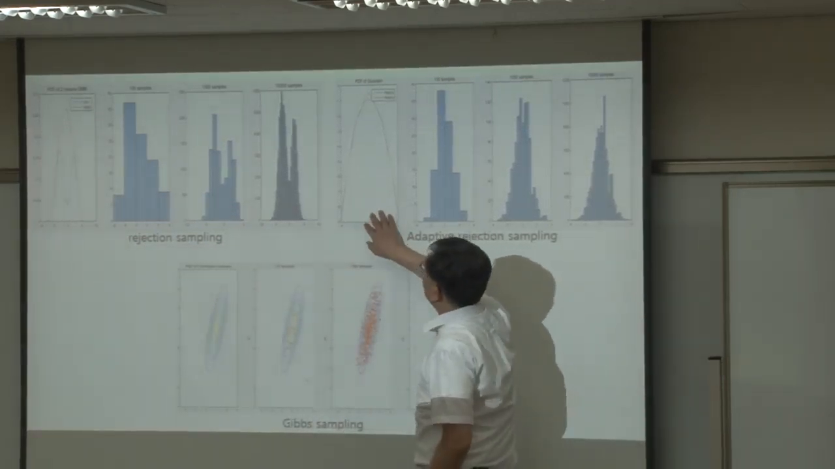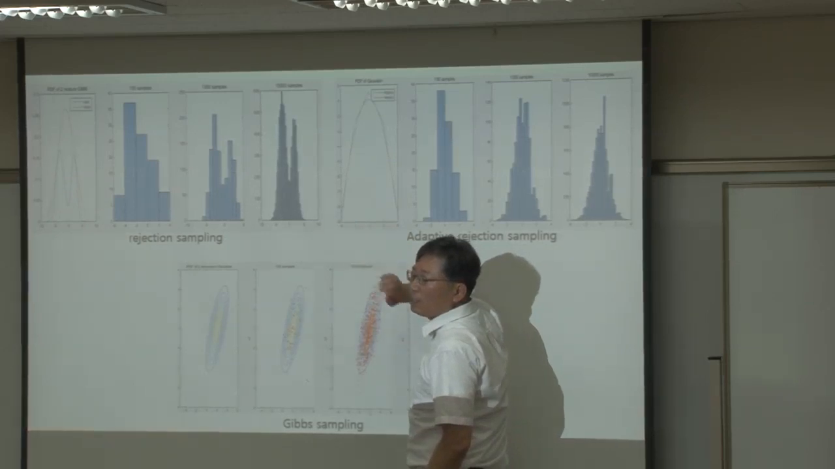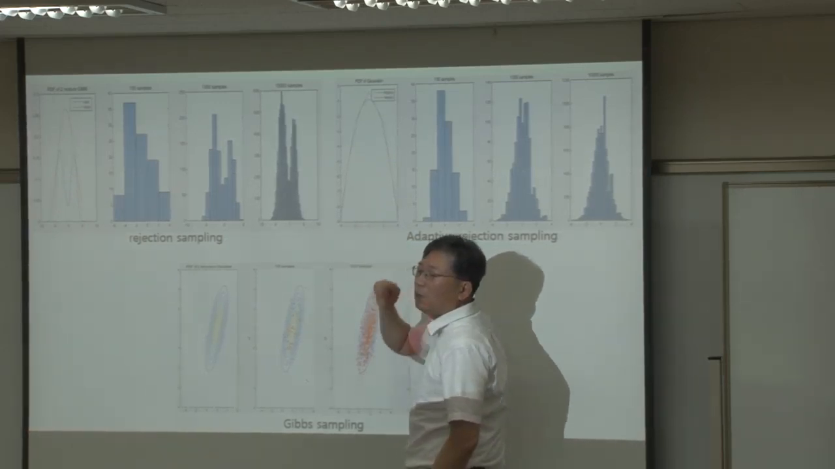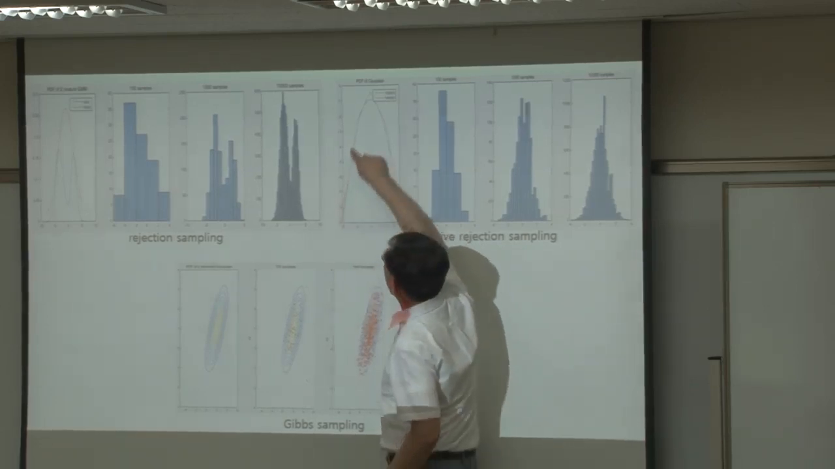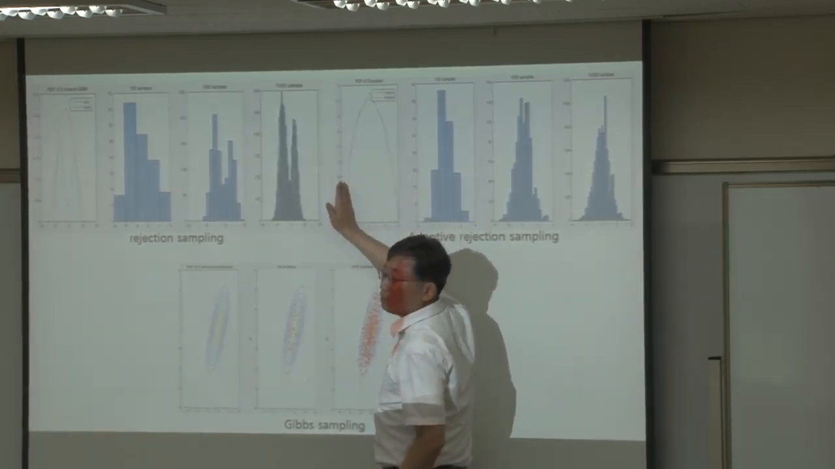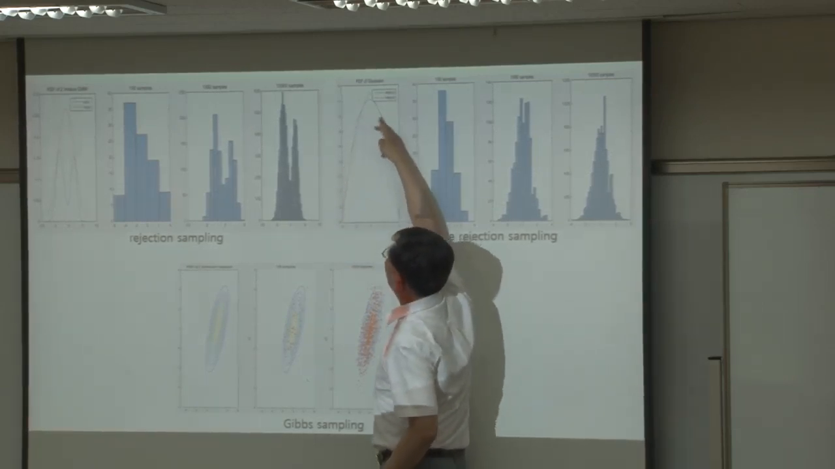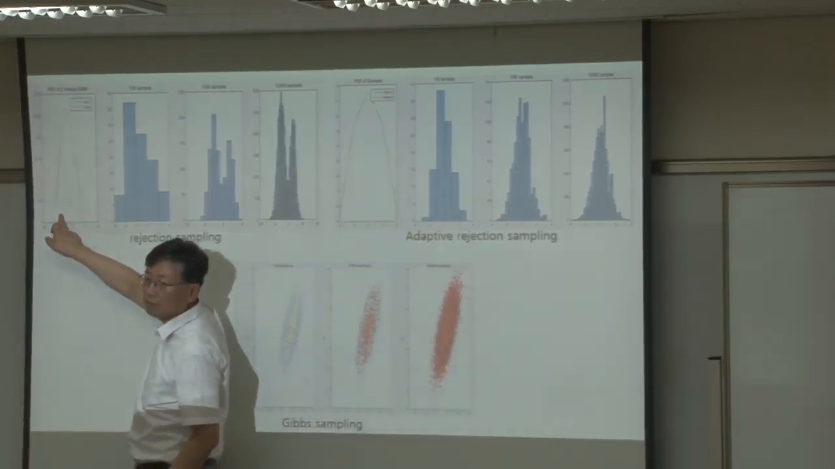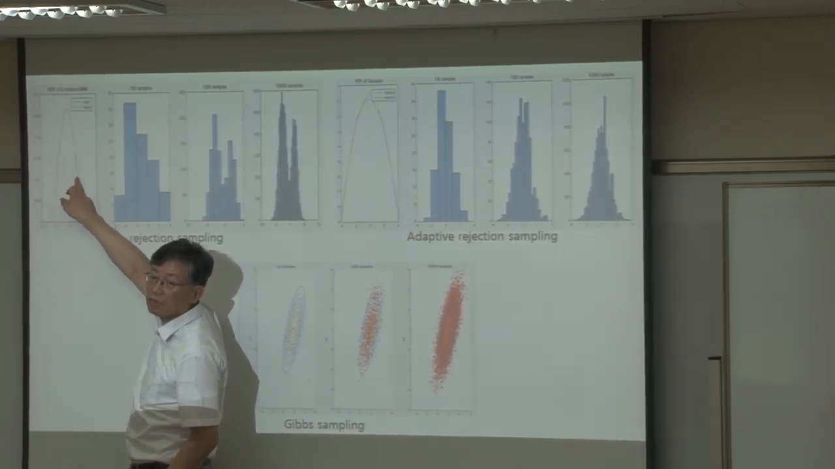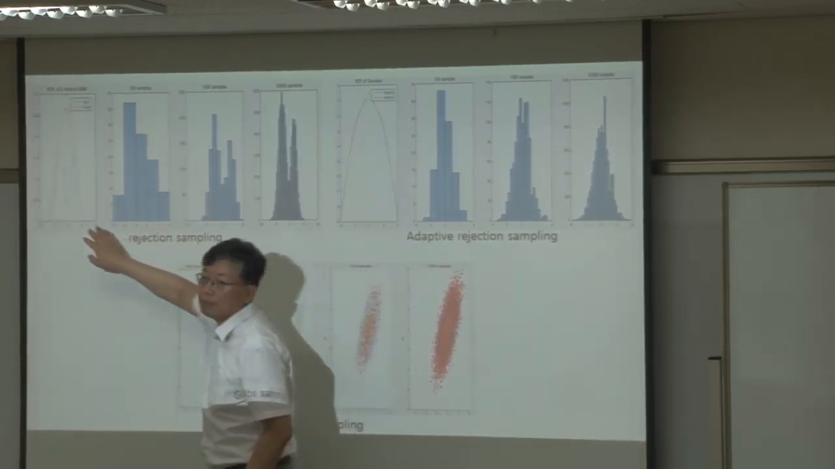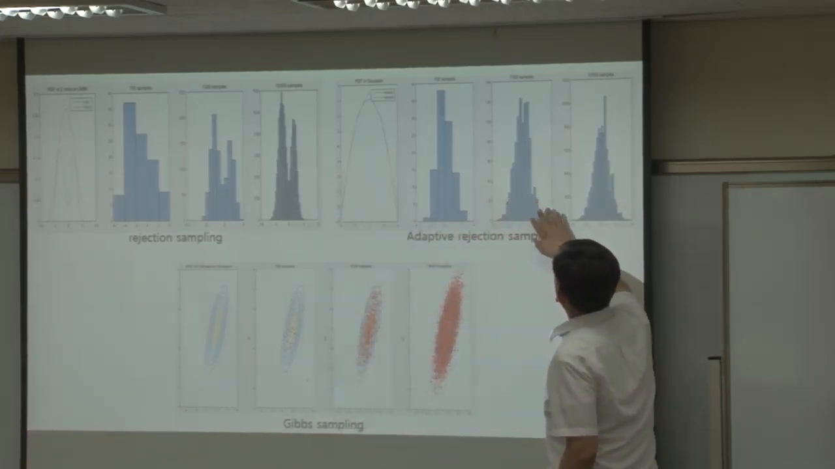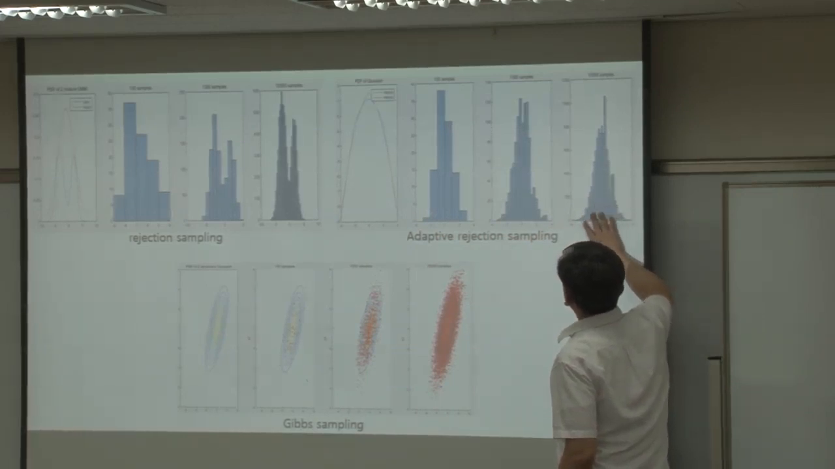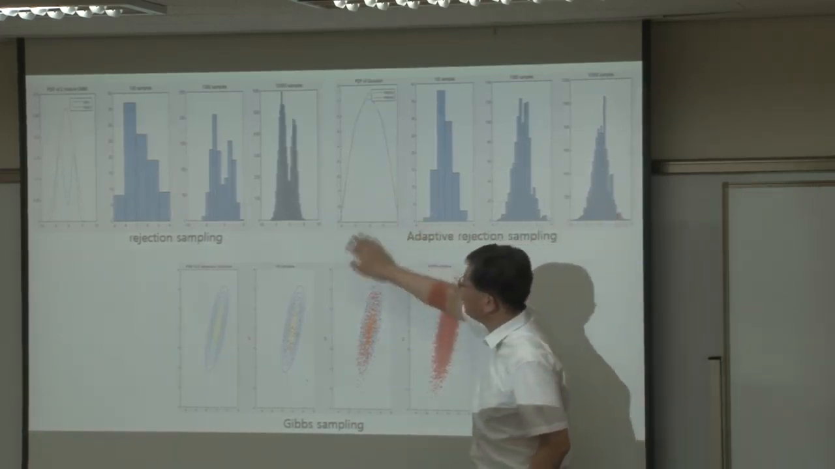This is adaptive sampling, and in adaptive sampling, you can only use it when the distribution is log concave. So if you look at the log scale, it has to go like this. This is not log concave. This is not log concave, right? So you can't use adaptive sampling here. This is log concave, and you can see that with 100, 1,000, about 10,000 samples, you have a very good approximation of that.